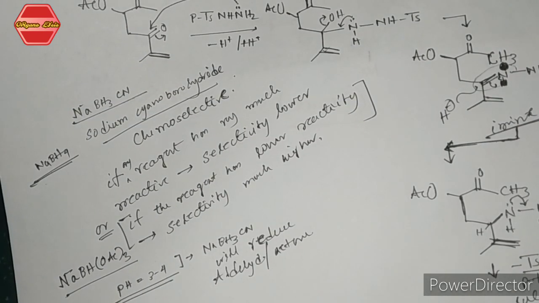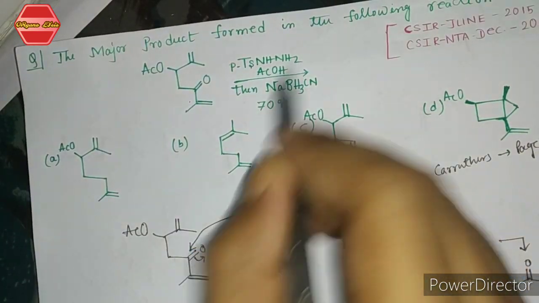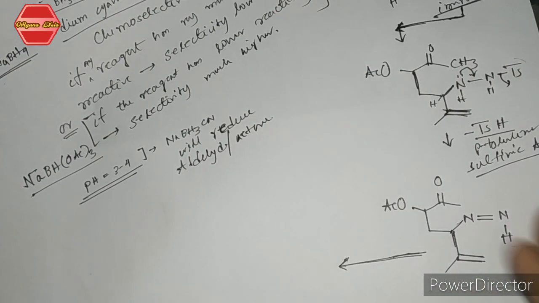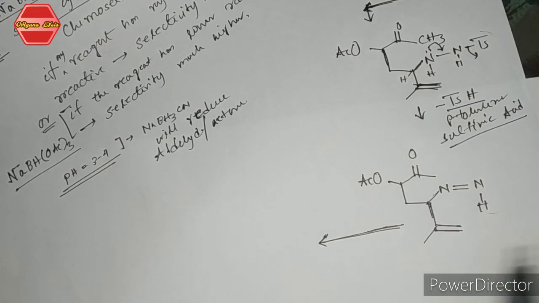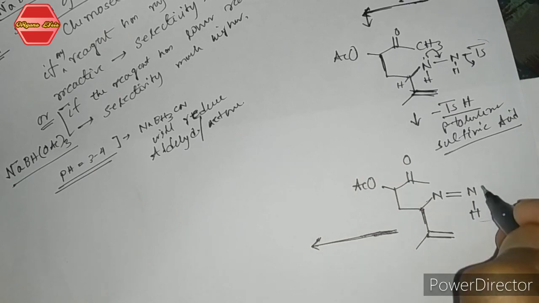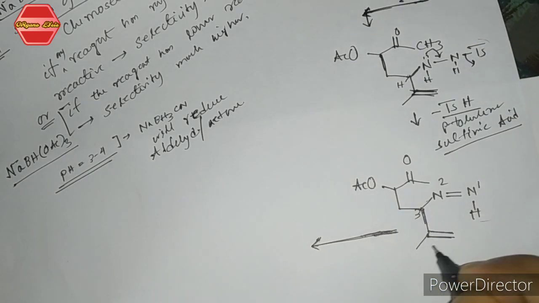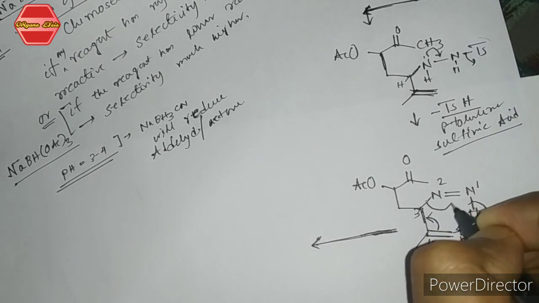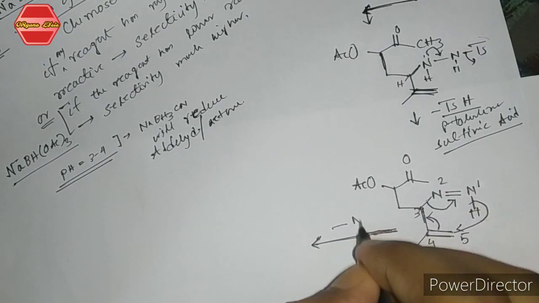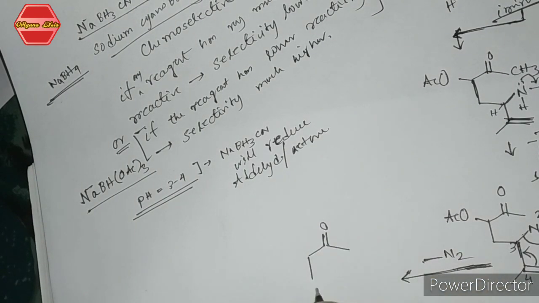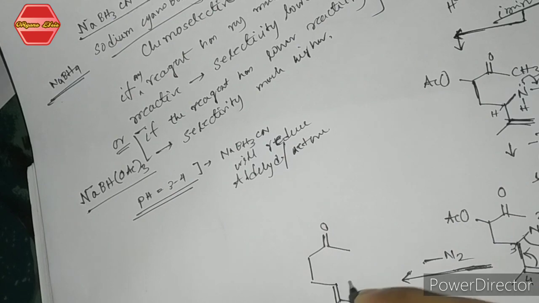Now one interesting thing is happening here: you have given a 70-degree temperature, and this temperature has a major role. What it can do is a 1,5 sigmatropic rearrangement, a 1,5 sigmatropic hydride transfer. Now see how this 1,5 hydrogen transfer will occur. I will number here 1, 2, 3, 4 and 5. This hydrogen will migrate here, and this will leave from the system as nitrogen gas.